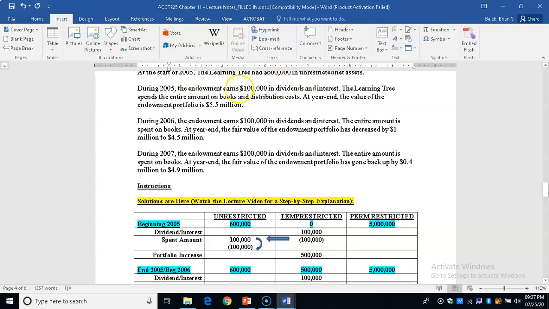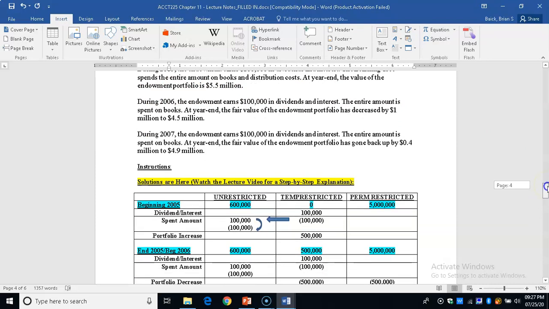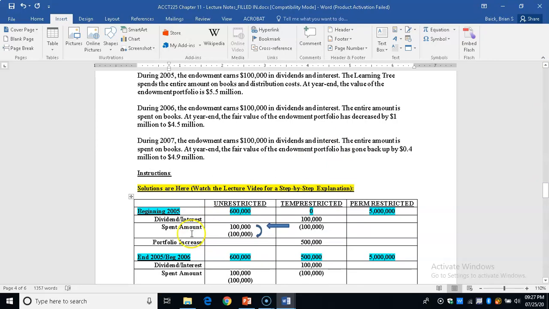Okay, so that's the first thing up here. And then it says at the year end, the value of the endowment portfolio is now $5.5 million. Okay, so two things are going on here. So the two things are, number one, you have $100,000 in interest and dividends. So notice, very important, the $100,000 goes into temporarily restricted right here.